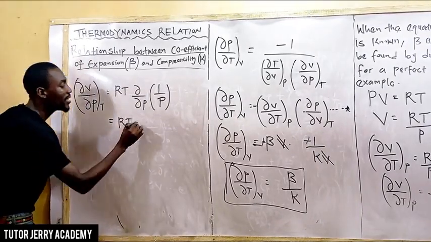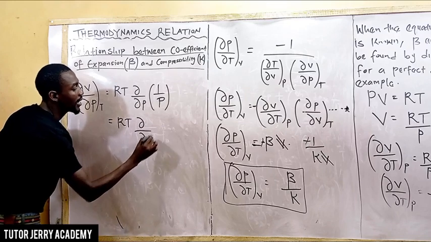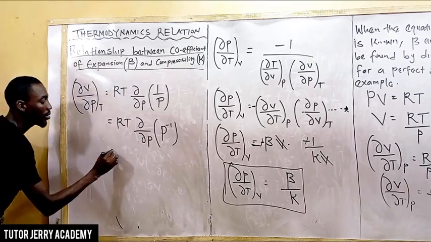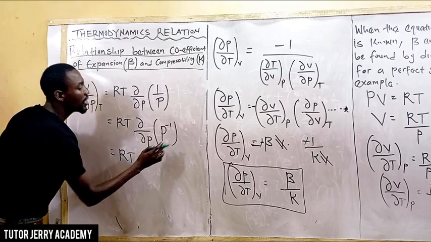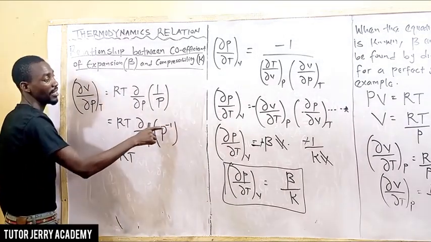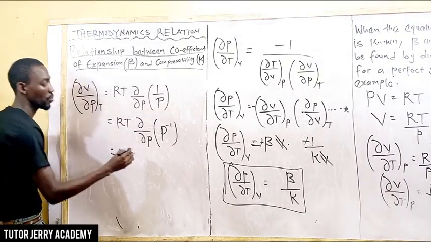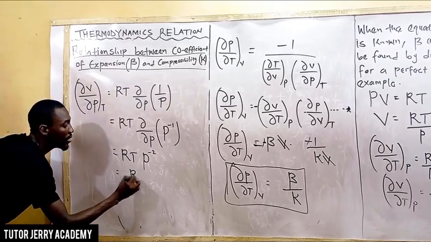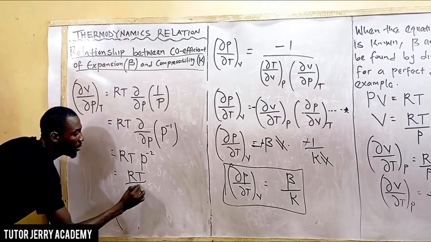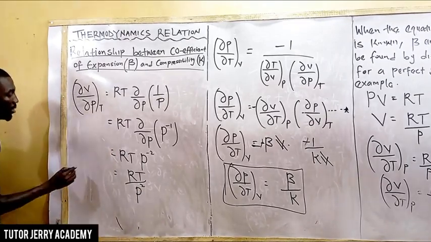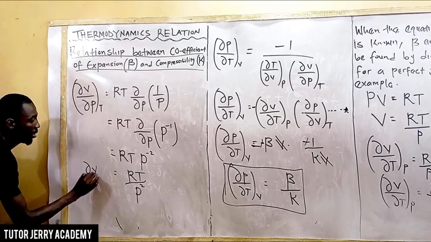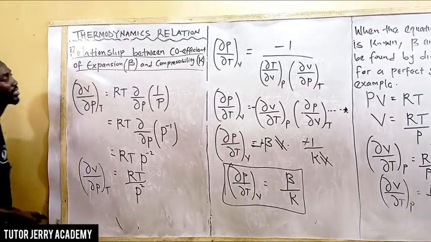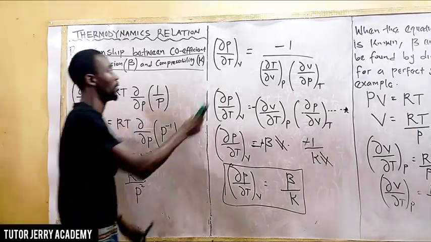All right. So now we can write this as P to the -1. All right. So if we differentiate this now, we are going to have RT, and we are subtracting 1 from the power. That is -1 minus 1 is going to give us what? -2. So it's going to be P to the power of -2, which we can write as RT over what? Over P squared. All right. So it shows that the partial differentiation of V over the partial differentiation of P, keeping T constant, is going to give us this. All right.